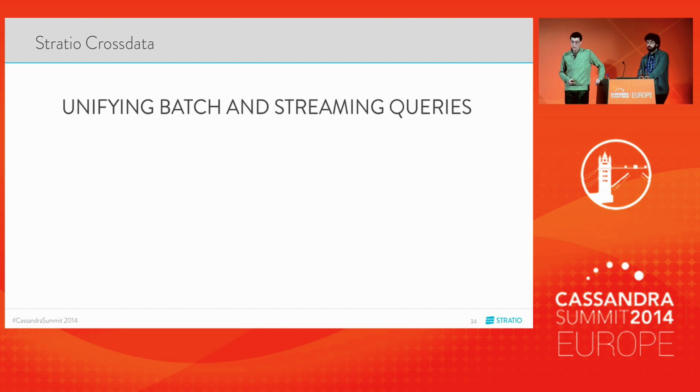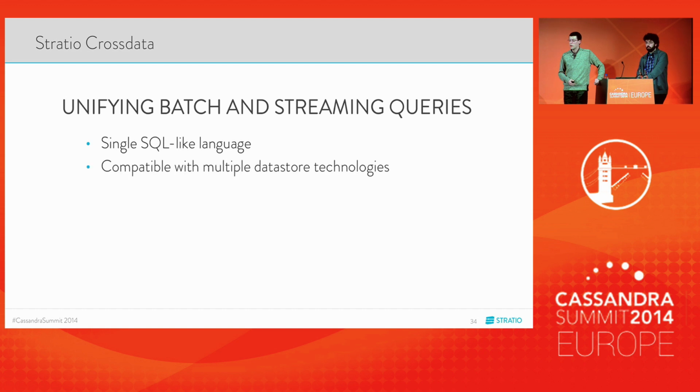Next, we have a SQL layer on top of everything, on top of Spark and the Lucene indexes, that tries to unify batch and streaming queries in a single SQL-like query. So we have a common language that is SQL-like, and is compatible with the use of different data store technologies at the same time.